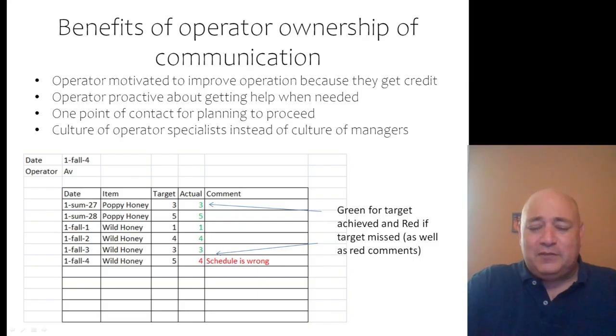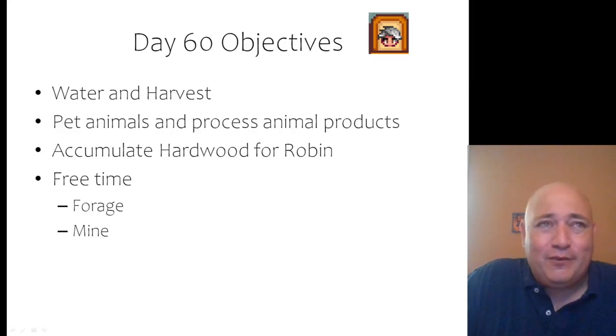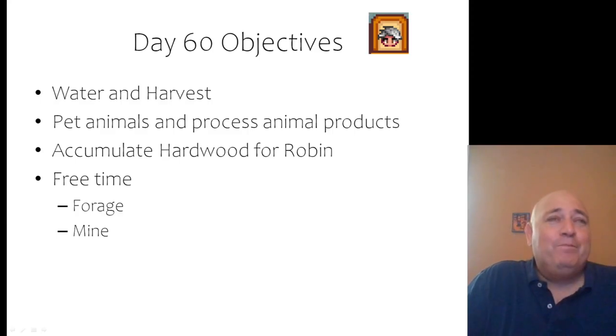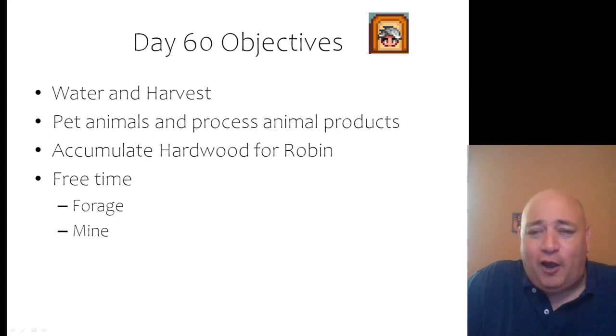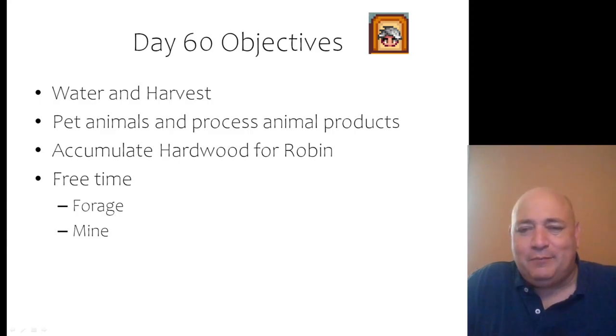So hopefully this helps. Like I said, we will get to what Av is going to do, the Av sort of to-do list or Av schedule. Today is day 60, so Av, you can water and harvest the crops. And the goats and the chickens and everything else you have to harvest, and exactly. And then pet the animals, process the animal products, accumulate hardwood for Robin. We have a quest with Robin, 80 hardwood. We should be able to easily get it done by the end of the week, but no sense in leaving it to the last minute. Once you have free time, though, if you want to forage or mine, knock yourself out. So I'm going to turn it over to Av.